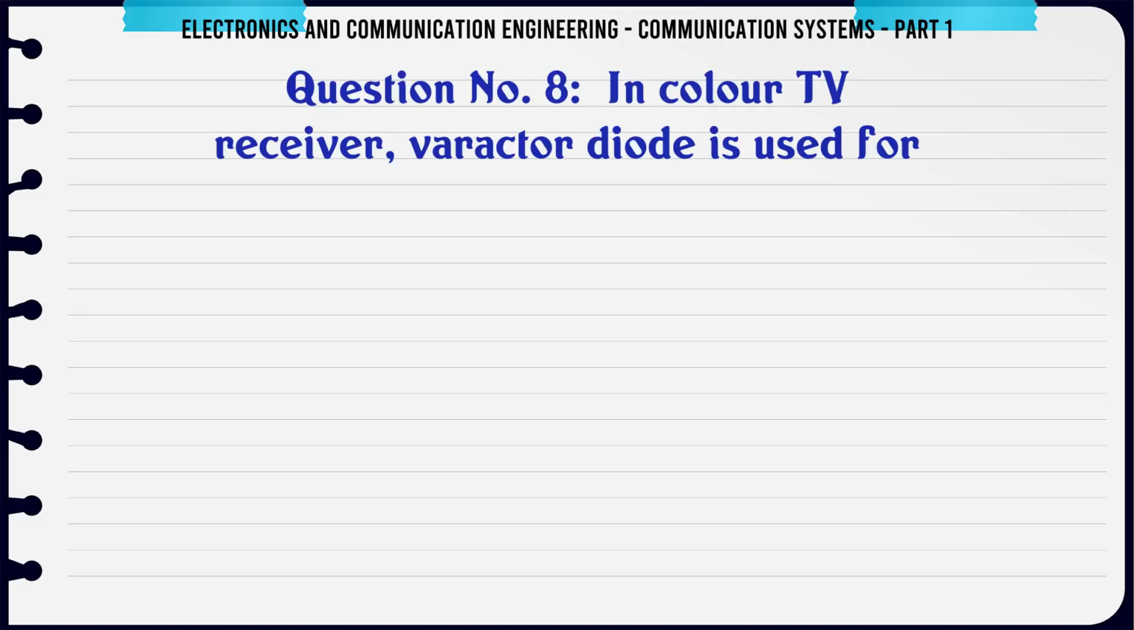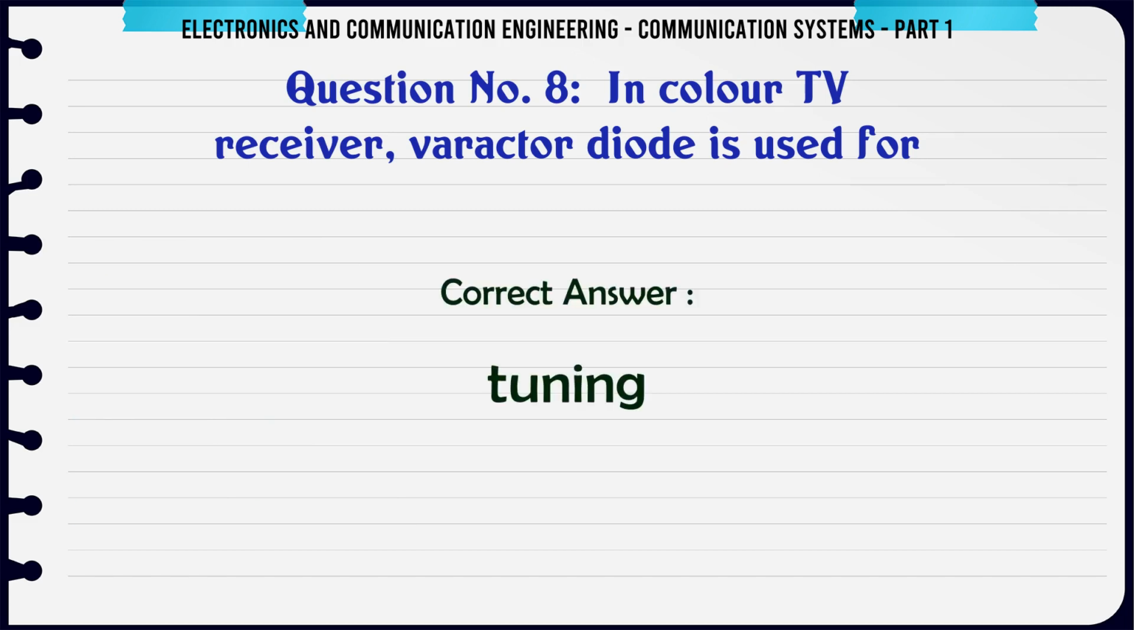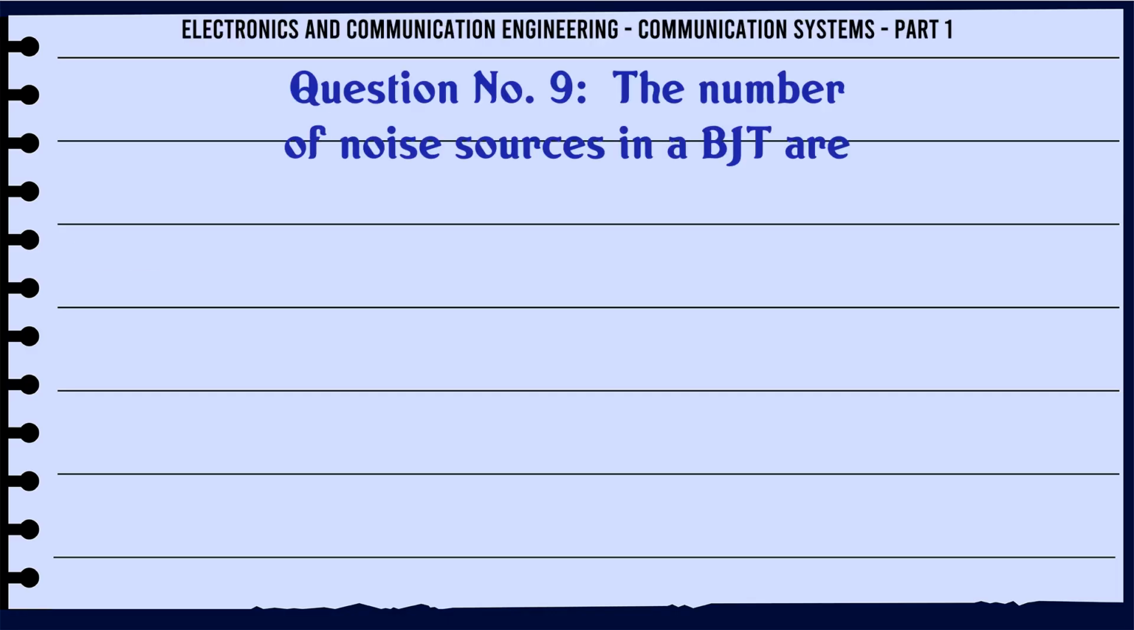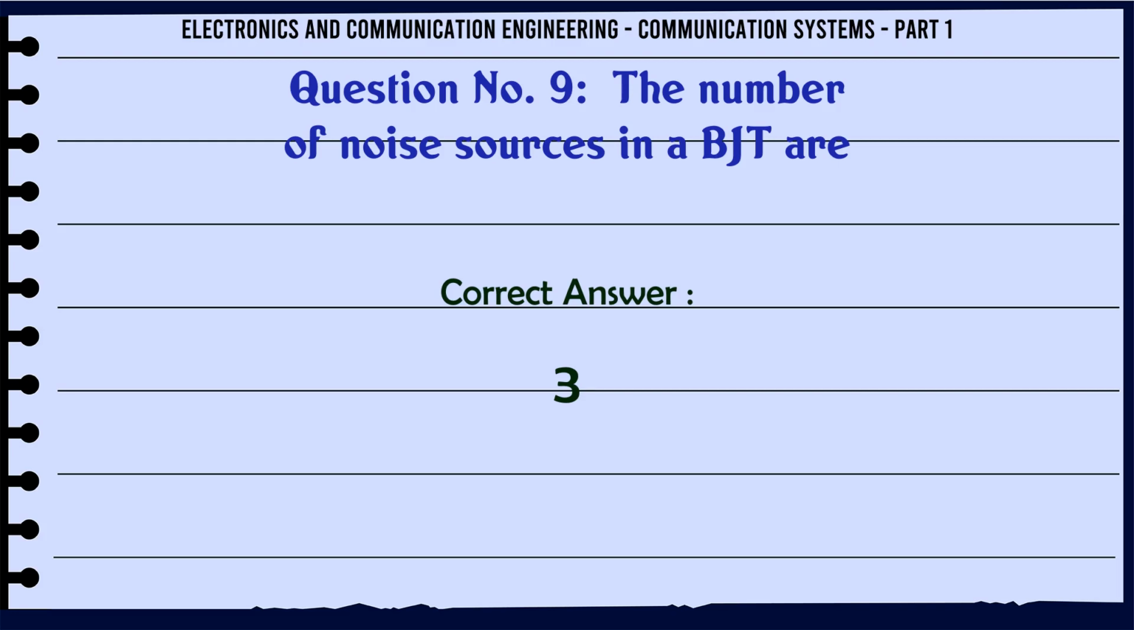In color TV receiver varactor diode is used for A. Detection, B. Rectification, C. Tuning, D. Both A and B. The correct answer is tuning. The number of noise sources in a BJT are A. 3, B. 2, C. 1, D. 4. The correct answer is 3.